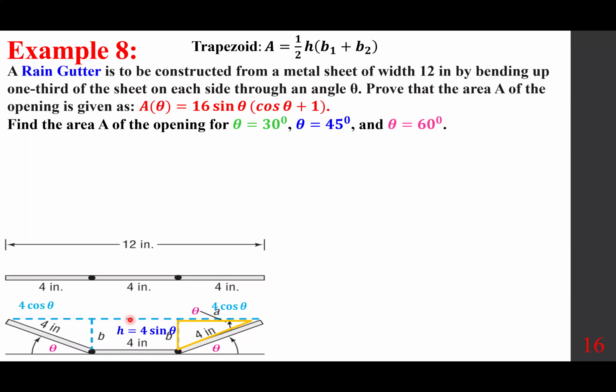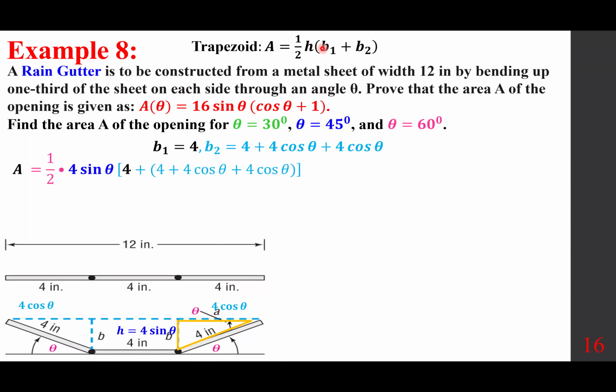Uppercase B is this much, which is 4 plus this much and this much. There are two of them, 4 cosine theta and 4 cosine theta, and we have the height as 4 sine theta. So we're going to write b1 is 4. This is the smaller side. The larger side is 4, and 4 cosine theta plus 4 cosine theta, or 2 of those. And the height is 4 sine theta. So just plug in. So the area is 1/2 4 sine theta times all of those.